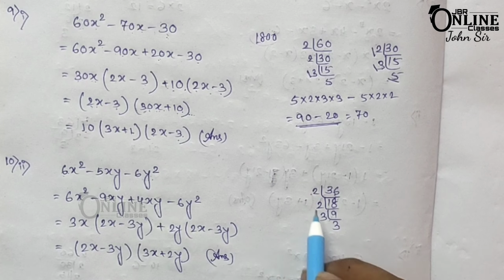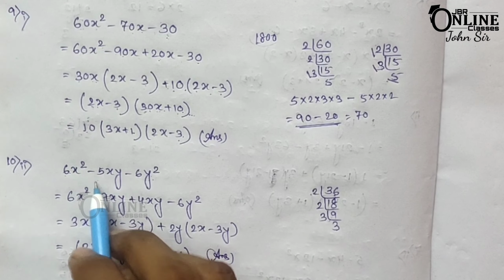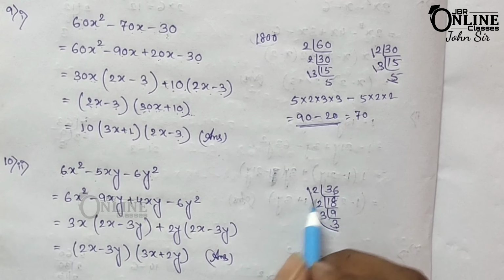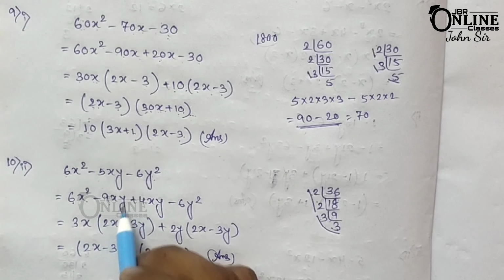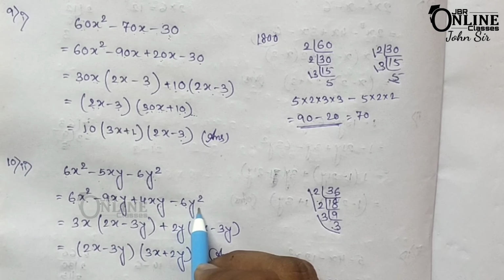Now factorize 36, you will get 2, 2, 3, 3. You have to make 5. So 3 into 3 is 9, and 2 into 2 is 4. So 9 minus 4 becomes 5. So write down here 6x square minus 9xy plus 4xy minus 6y square.